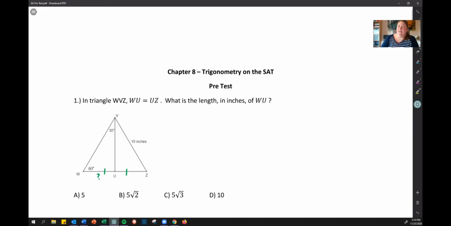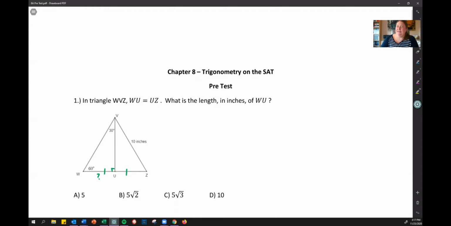Well, the first thing I can do is say for sure that this angle right here is 90 degrees. I know that's 90 degrees because 30 plus 60 is 90. The three angles of a triangle always have to add up to 180. So we definitely have a 90-degree angle here.